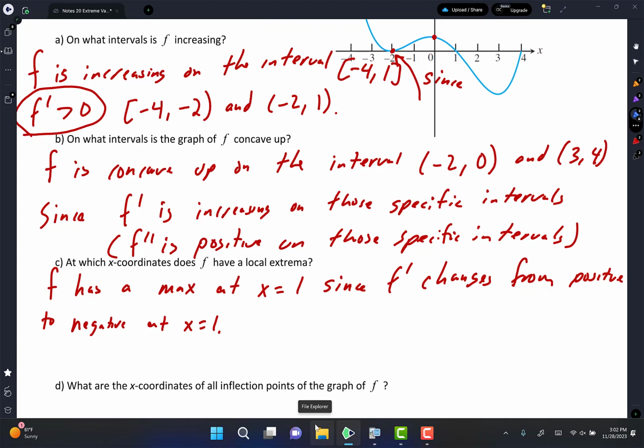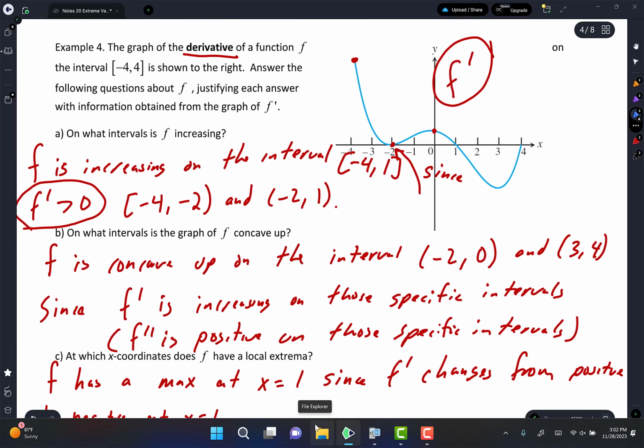Remember that we always have to test our endpoints. Whenever you see me do this, I'm talking about endpoints. So you have to check your endpoints. Think about it, though, you're going to have to think really hard. I'm talking about f, not f prime. At -4, f starts to, remember, you read left to right. At the endpoint -4, does f start to increase or decrease?